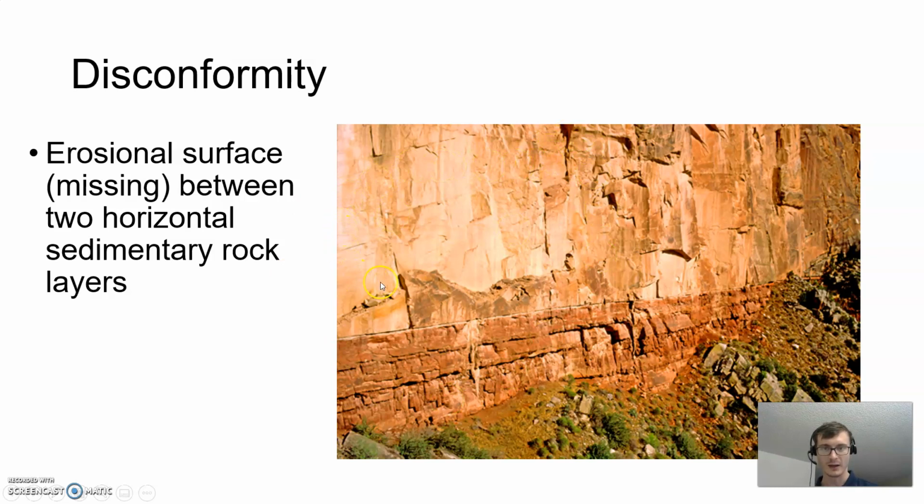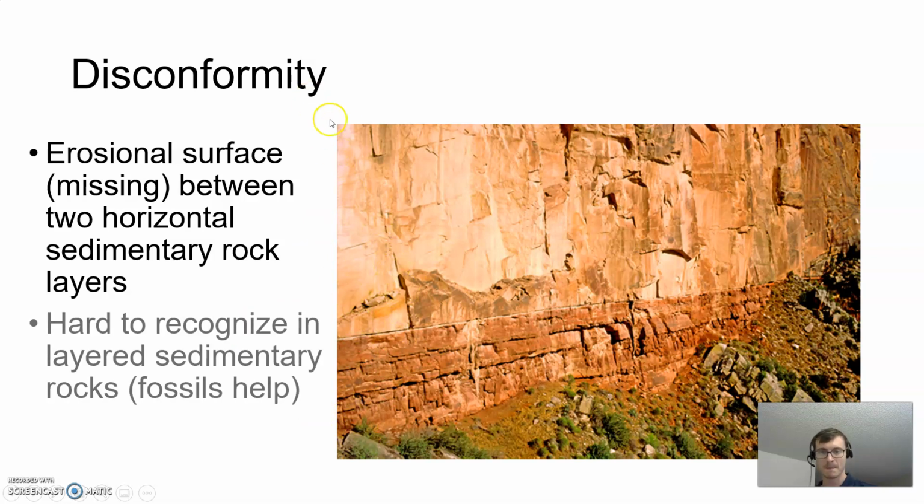So we have our rocks up here, we have our rocks down here, and these are clearly different. This, in the middle of them, is a gap. It tells us that there is missing time here. And this is important. It tells us that this is not a continuous sequence up here.